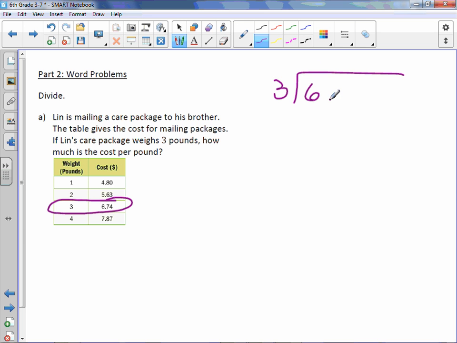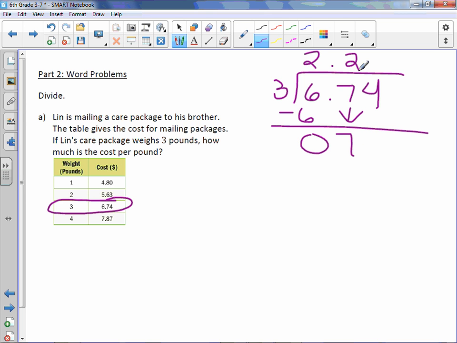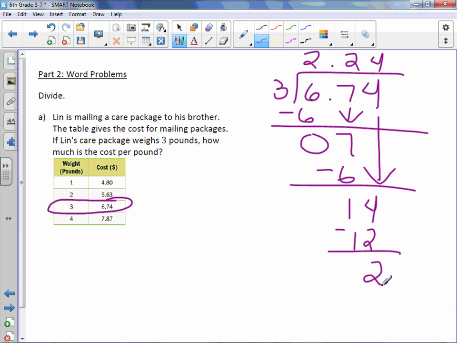6.74 divided by 3. Carry up your decimal point. 3 goes into 6 twice, which is 6 exactly. Bring down the 7. It goes in twice as well, which is 6. Subtract and get 1. Bring down the 4. 3 into 14 would be 4 times, which is 12. Subtract and get 2. Bring down a 0. 3 into 20 would be 6 times.